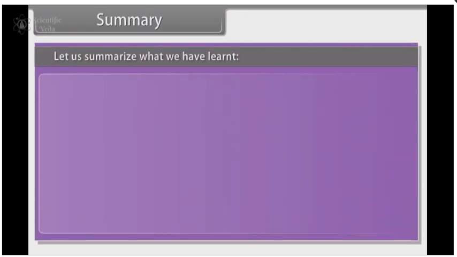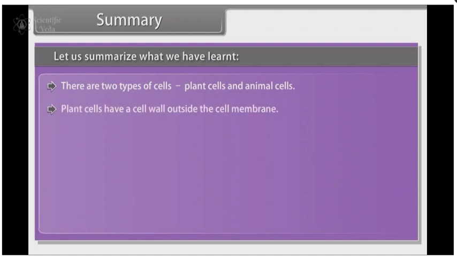Summary. Let us summarize what we have learned. There are two types of cells, plant cells and animal cells. Plant cells have a cell wall outside the cell membrane.